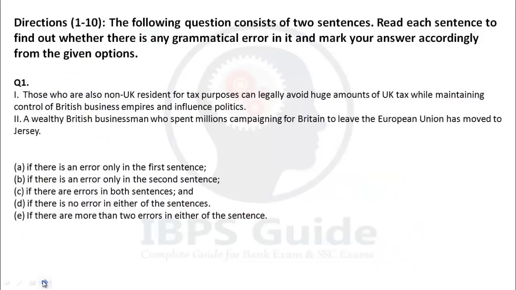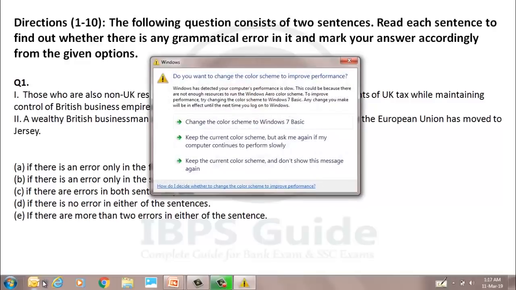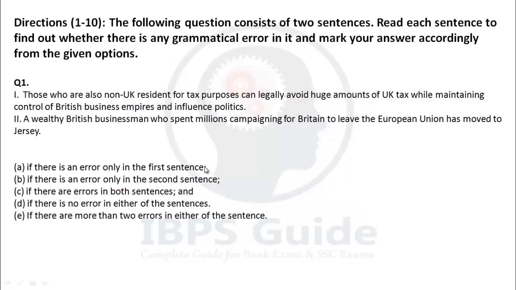Directions 1 to 10. The following question consists of 2 sentences. Read each sentence to find out whether there is any grammatical error in it and mark your answer accordingly from the given options. We get 2 sentences, which may be wrong or right. Maybe the first sentence is wrong, maybe the second sentence is wrong, maybe both are errors. So we have to look at the options A, B, C, D, E and see whether the sentence is right or wrong.